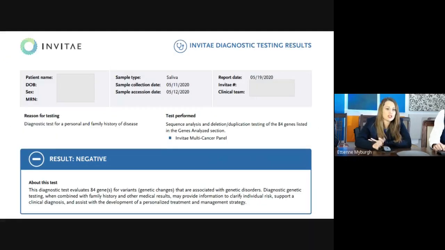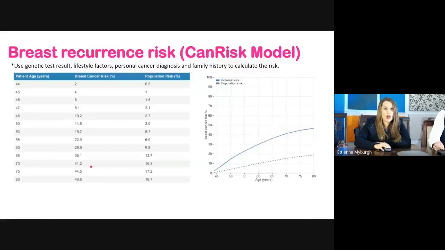She decides on the gene panel. So the test comes back. We do all the possible genes that we can. There's about 84 genes that we tested in her, and the result comes back negative. To conclude with this, I now use the genetic test result, and I use certain lifestyle factors and the family history to calculate her risk of getting another breast cancer. I use models to do that.